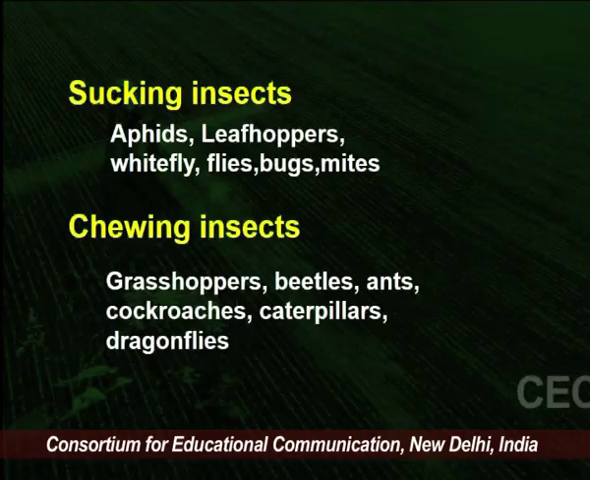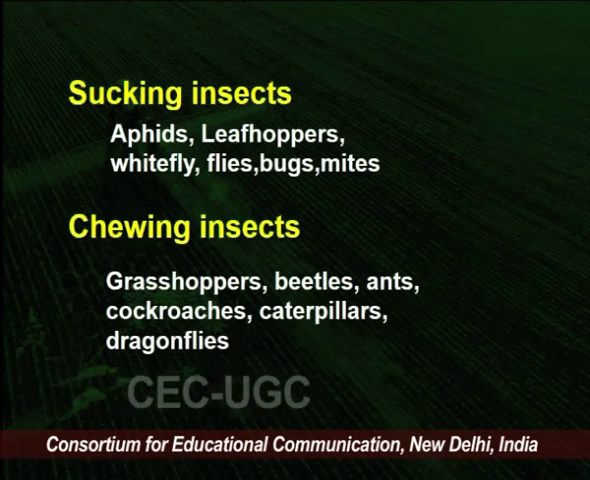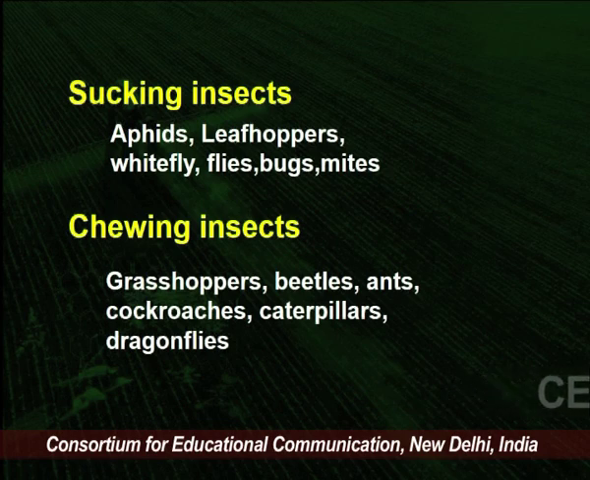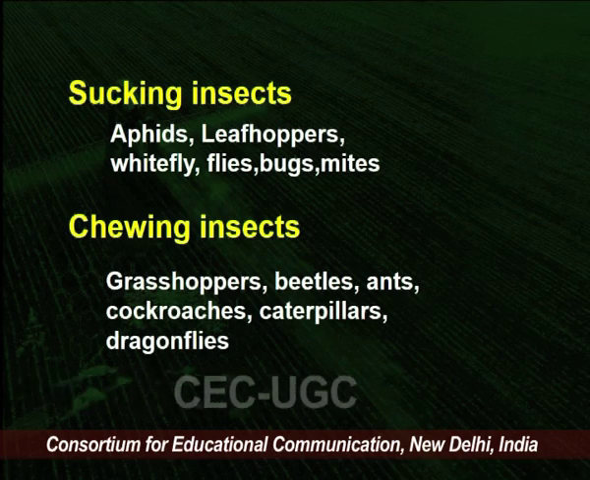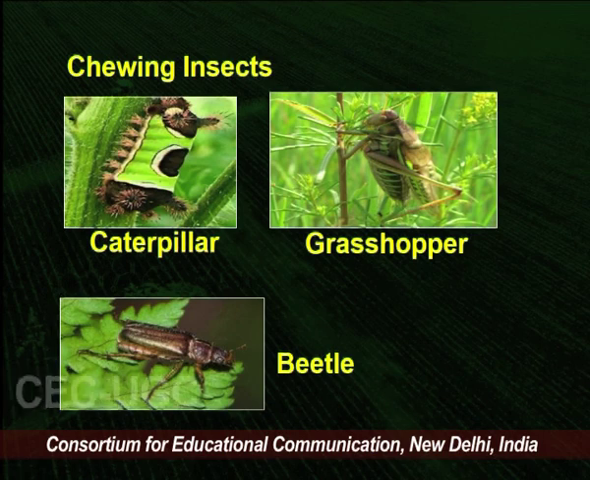Basically, these insecticides go into the system of the plant, and then any sucking insect or chewing insect that bites the plant will be killed, in simple language. Now, sucking insects are aphids, leafhoppers, whiteflies, bugs, mites, and the chewing insects are grasshoppers, beetles, ants, cockroaches, caterpillars, dragonflies. These are slide pictures of the insects: caterpillar, grasshopper and beetles.